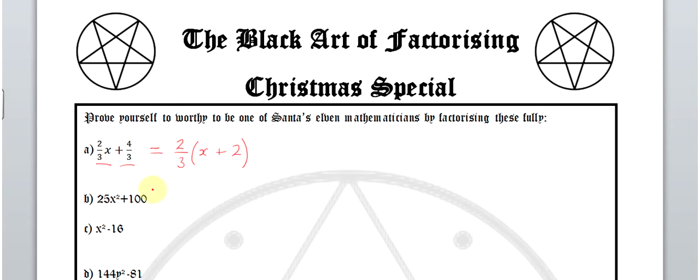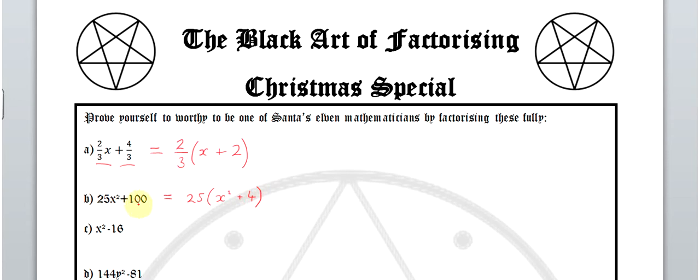Okay, question number 2. Little bit of a catch you out question this, because it looks a bit like it's the difference of two squares. We've got the 25 square number, the x squared, the 100, all square numbers. But unfortunately, it's not a minus, it's not a difference. So all we can do is look for common factors here, and you can see that 25 is the common factor. And so it becomes 25 times x squared plus 4.